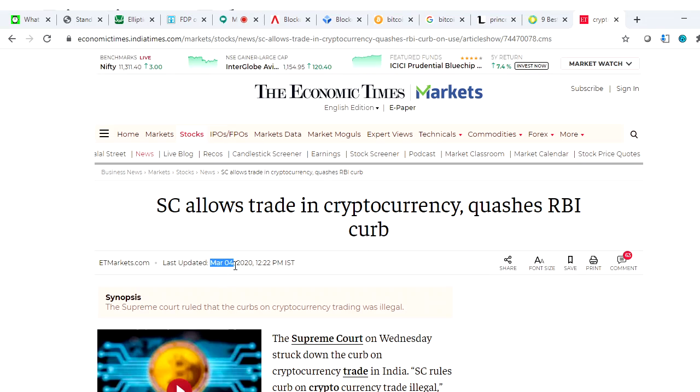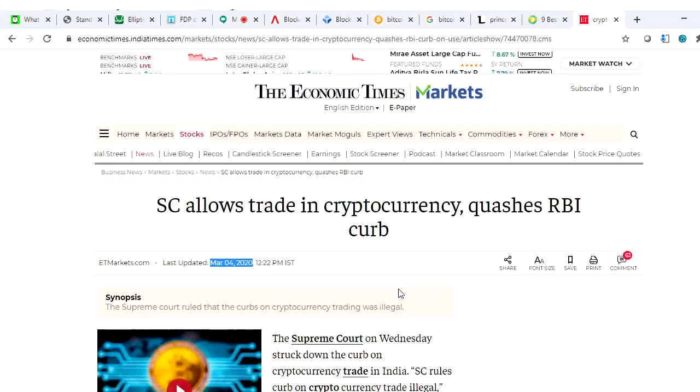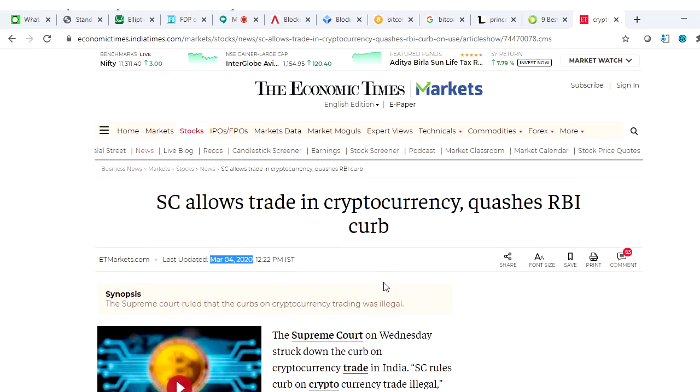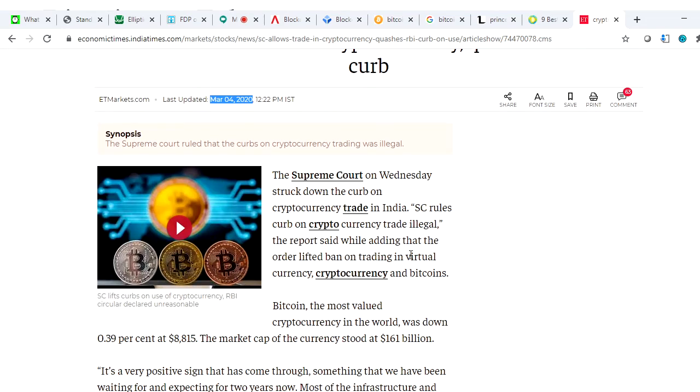This is on 4th March 2020. Everyone was busy knowing about coronavirus. That time we got this particular decision. The Supreme Court on Wednesday struck down the curb on cryptocurrency trade in India. SC rules the curb on cryptocurrency trade illegal. The report said that the order lifted the ban on trading in virtual currency, cryptocurrency, and bitcoins.